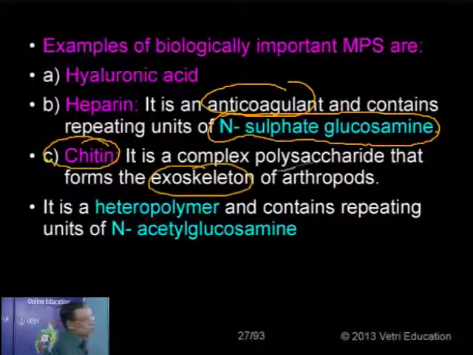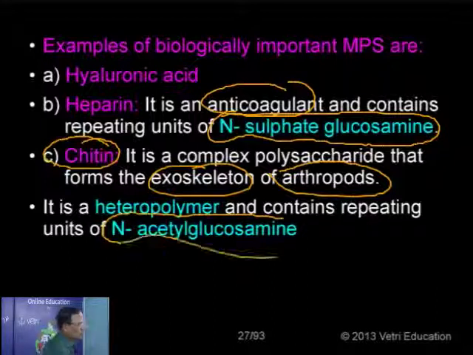You can see this in the case of arthropods. Chitin is a polysaccharide, don't forget that. Again, it is a heteropolymer. So what is the chemical nature? It contains only nitrogen. There is no sulfur. N-acetyl glucosamine. So that is the difference between heparin and chitin.